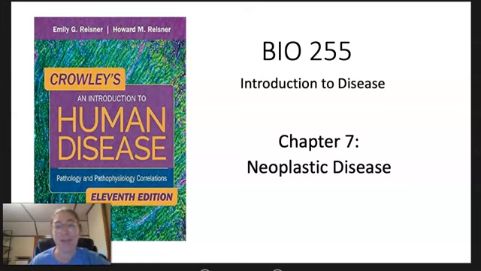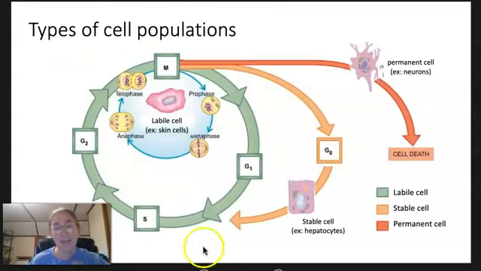This chapter is all about neoplastic disease. Neoplastic: neo is a prefix that means new, and plastic means sort of changing shape, or growth, I guess, is another term for plasto. So neoplastic diseases are diseases that involve new growths.